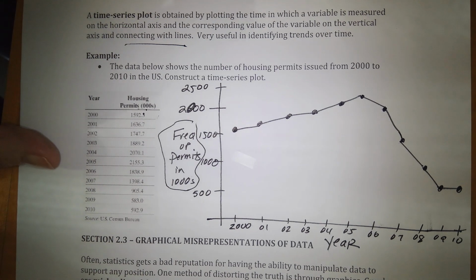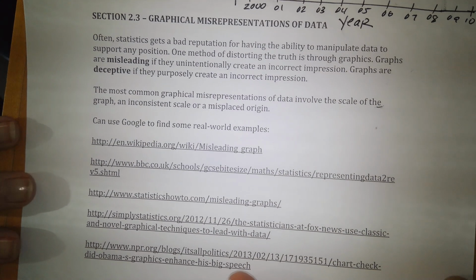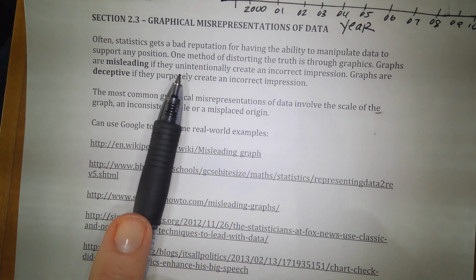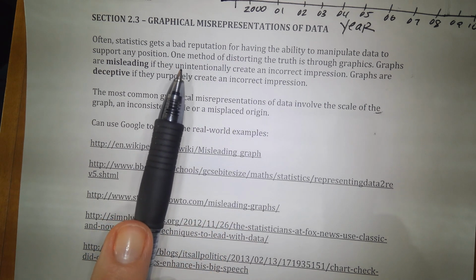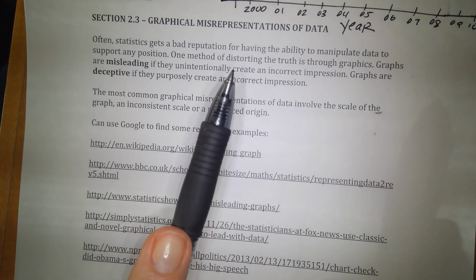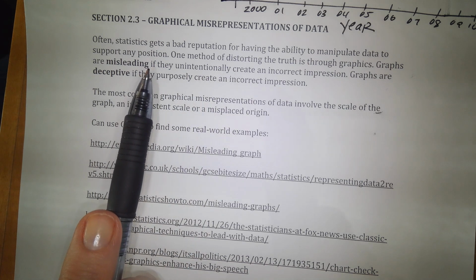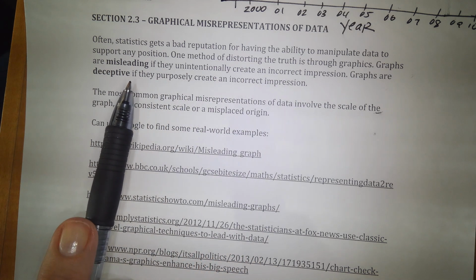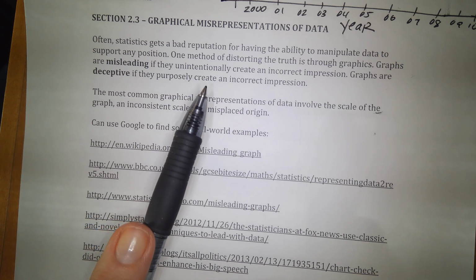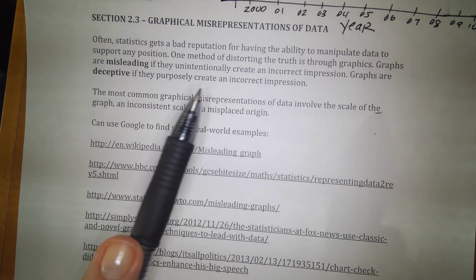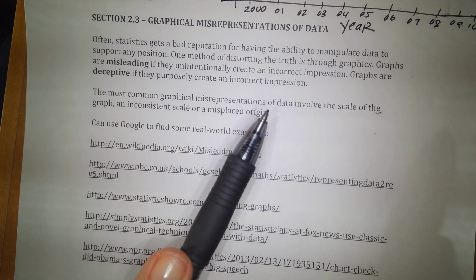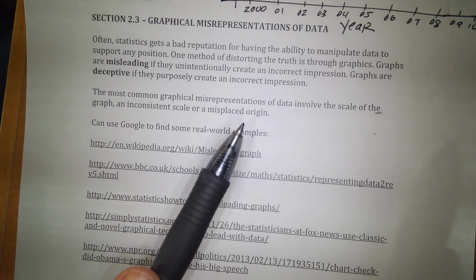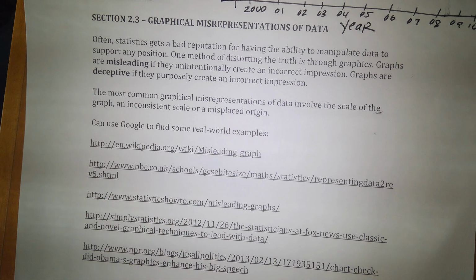Now for the next section, I'm going to let you read the last section. We talk about how often statistics get a bad reputation for having the ability to manipulate data to support a specific position. One method of distorting the truth is through graphics. Graphs can be misleading if they unintentionally create an incorrect impression. Graphs can also be deceptive if they purposefully create an incorrect impression. The most common graphical misrepresentations of data involve the scale of the graph, an inconsistent scale, or a misplaced origin.